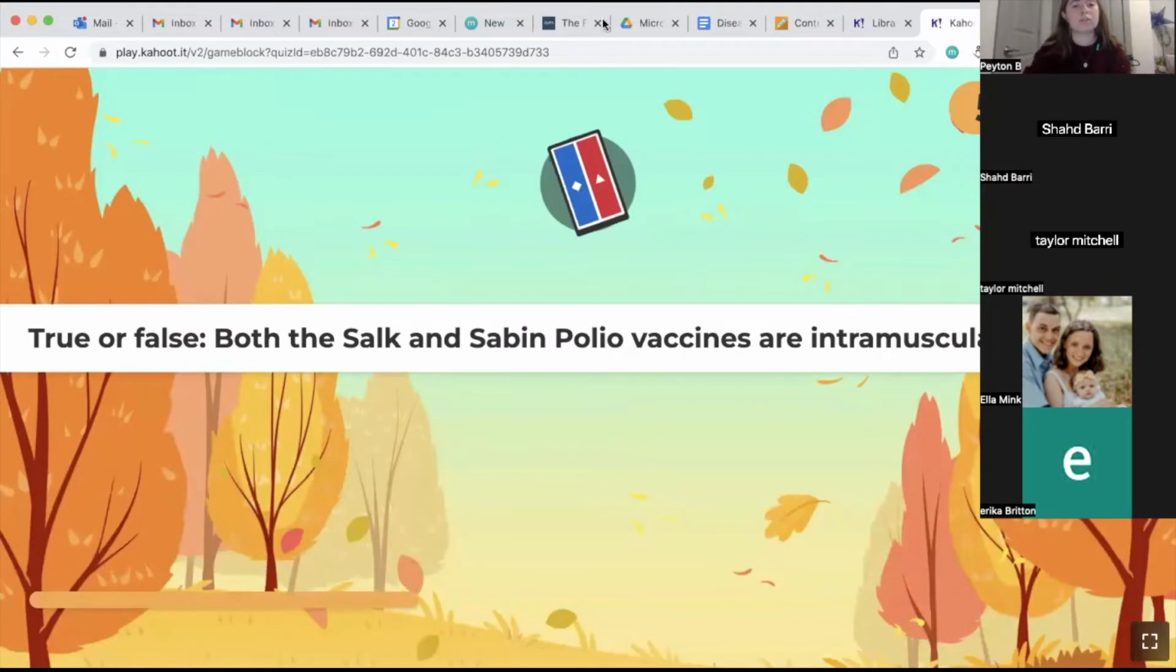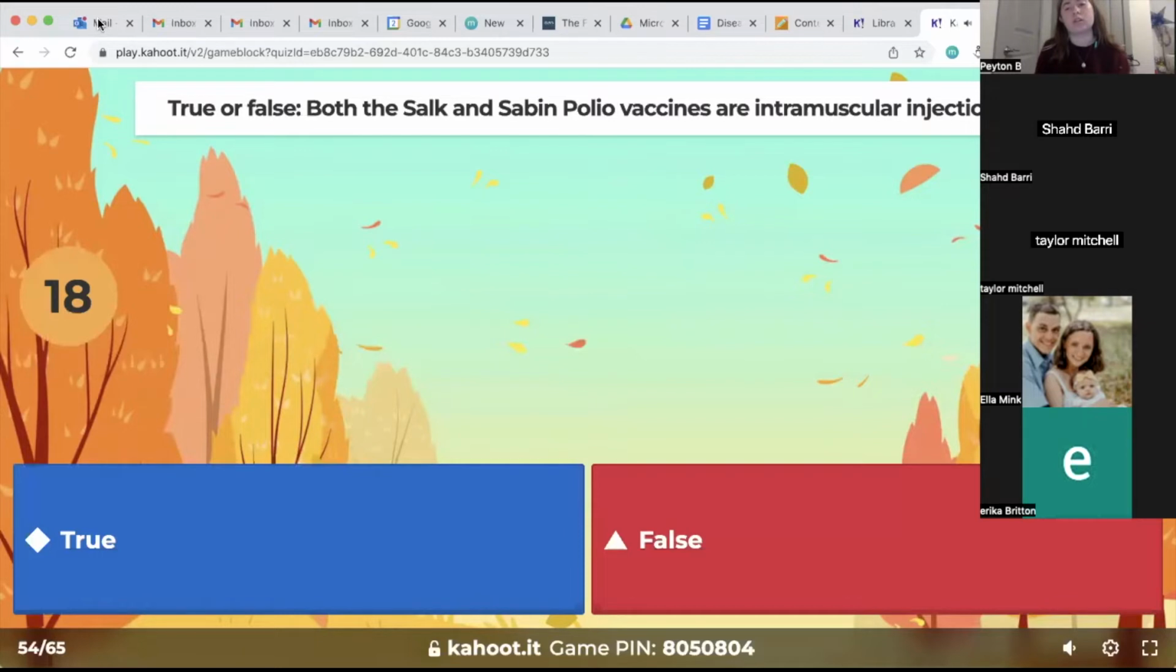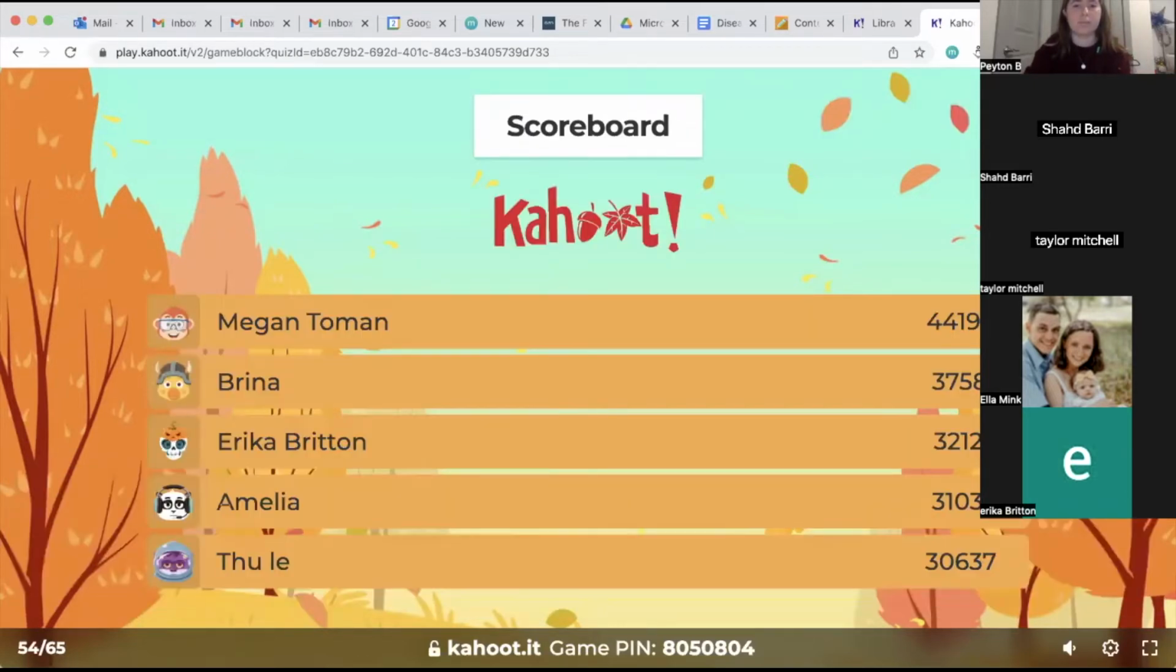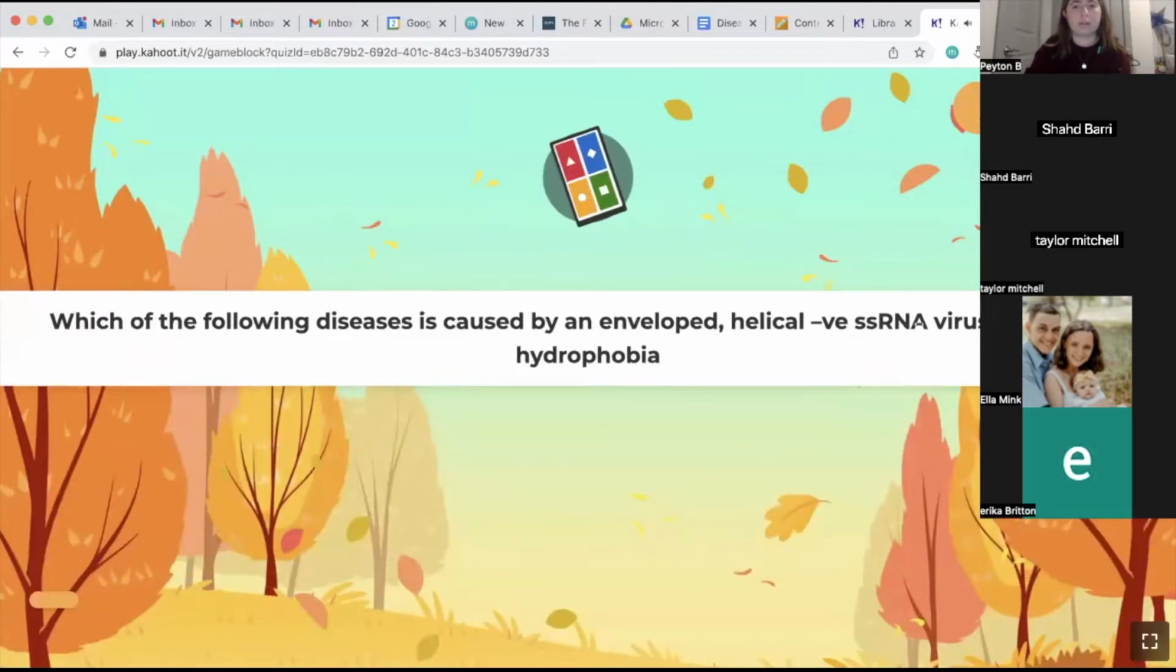Right. True or false? Both the Salk and Sabin polio vaccines were intramuscular injections. It's false. So the Sabin polio vaccine was an oral vaccine, so like dripped into your mouth, and the Salk was intramuscular. And they were at war with each other.